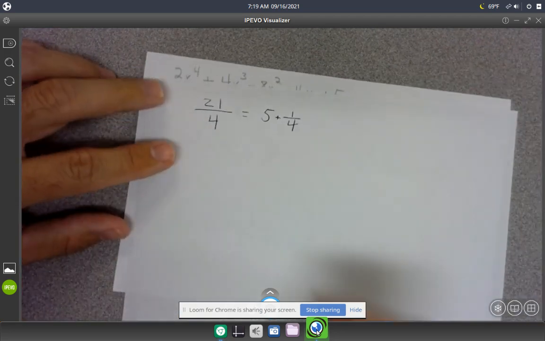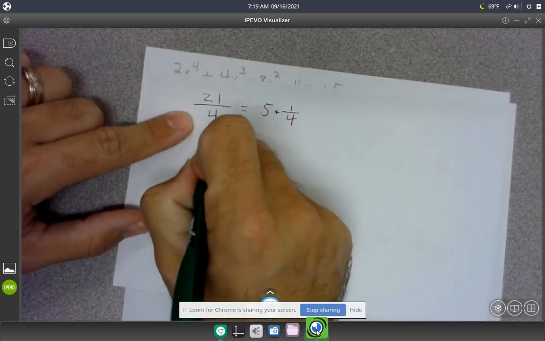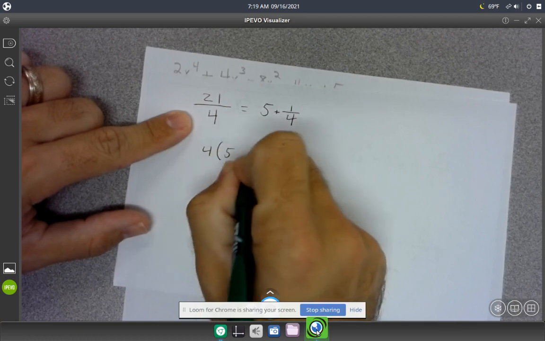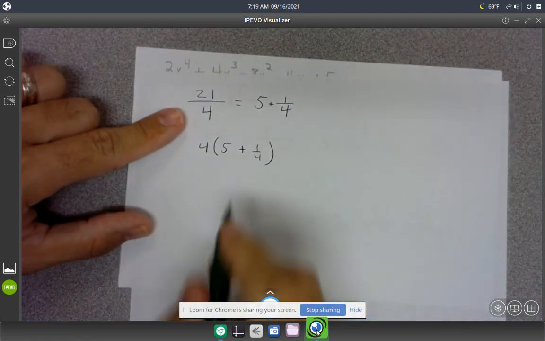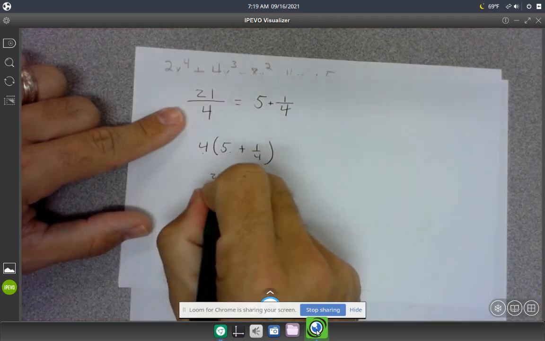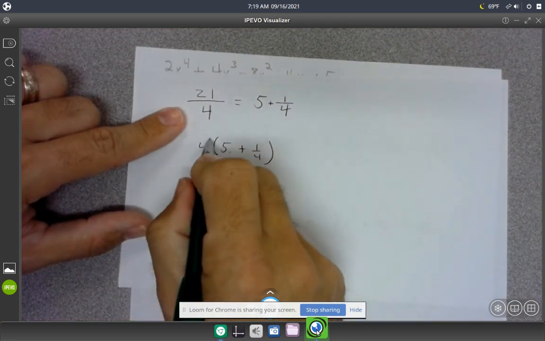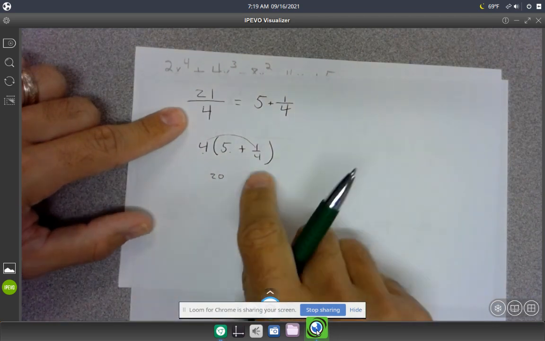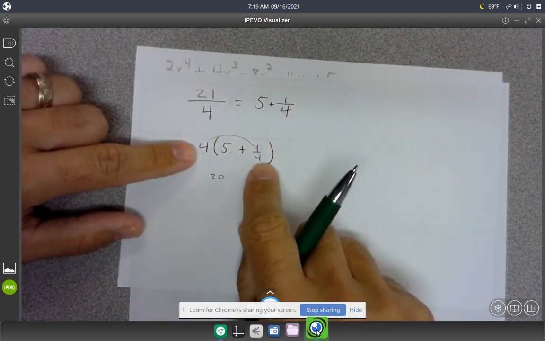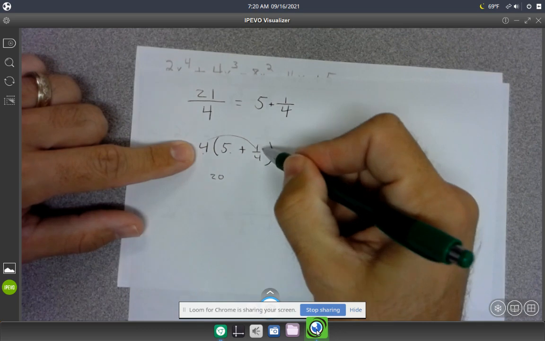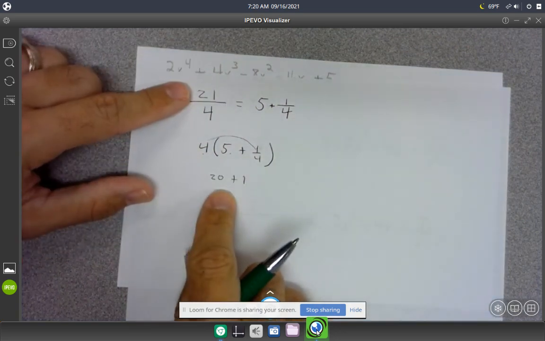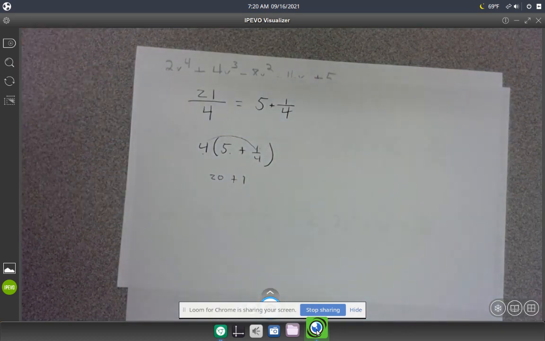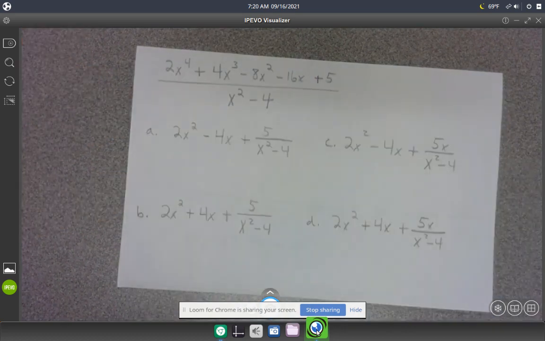So if I do 4 multiplied by 5 and 1/4, it's going to work out like this. 4 times 5 gives me the 20, and then 4 multiplied by the 1/4, the 4's just cancel with each other, and so you're left with the 1, and that's 21. All right, that was our original dividend. The same sort of thing is going to happen with this example here.